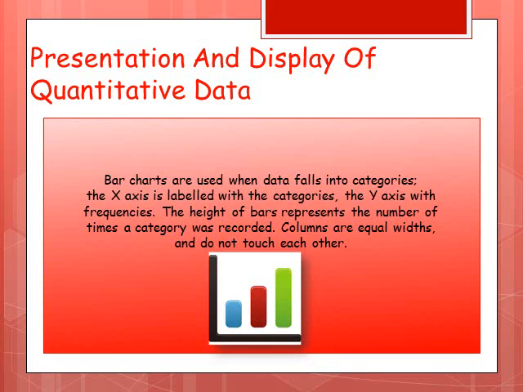We can use a bar chart, so when data falls into categories. The x-axis has the categories along the bottom, and the y-axis has the frequency, so the amount of scores. The height of the bars represents the frequency, so the number of times the category was recorded. The columns are of equal width, and within AQA psychology the bars should not touch one another because it's discrete data.